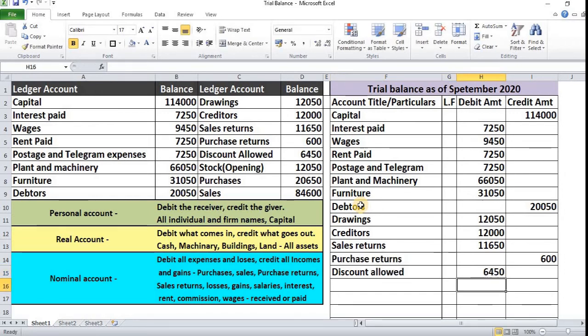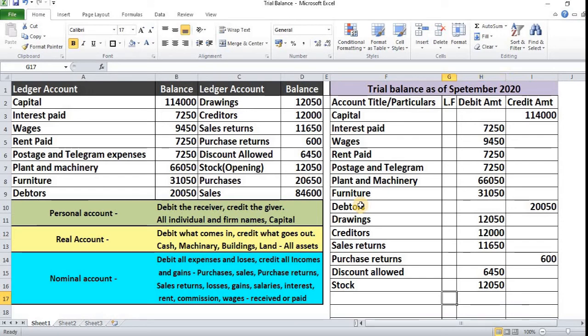Our next account is stock. Stock is an asset. All assets come under real account. So the rule for real account is debit what comes in and credit what goes out. So stock is coming into business, so we are debiting stock. Now we will mention stock in the particulars column and 12,050 in the debit amount column.